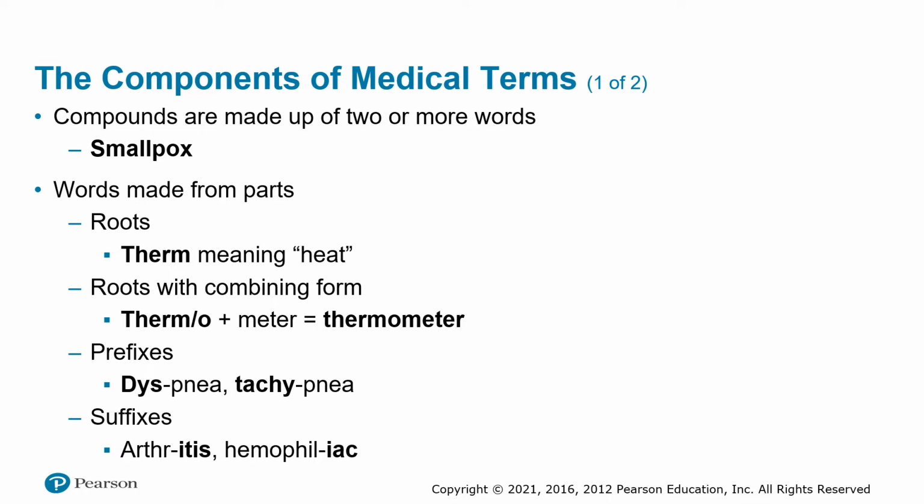And then suffixes go at the end of the word. Itis is inflammation, so arthritis would be inflammation of the joints. And then hemophiliac: iac is a person with a disease, and hemophil is blood disorder. So basically it's a person with some type of blood disorder.